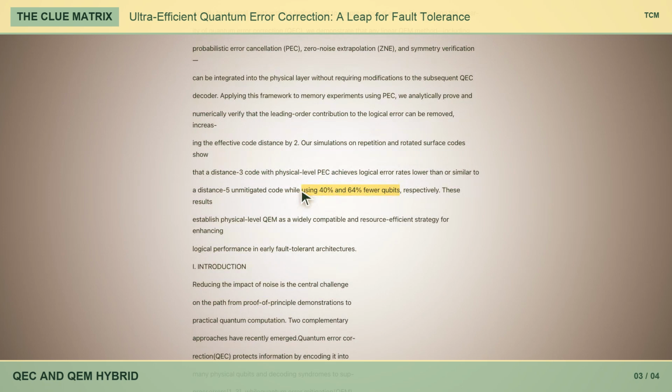Their simulations show impressive resource savings. A distance 3 code with physical level PEC achieves logical error rates lower than or similar to a distance 5 unmitigated code while using 40% and 64% fewer qubits. That's a huge reduction. Fewer qubits means less hardware, less cooling, less complex control systems. For current quantum hardware, where qubits are a precious resource, this 40% to 64% reduction is a game changer for reaching larger, more stable logical qubits.